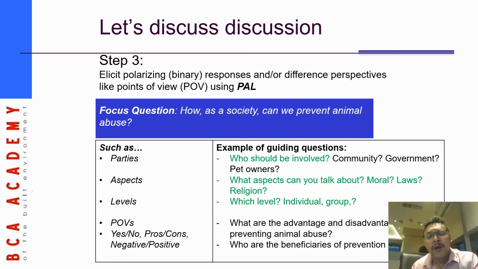Aspects. What are the aspects? What are the different topics, subjects that you can talk about? Is this about morals? Is it a good thing or a bad thing to abuse animals? If so, how can we use morals to prevent animal abuse? Are you going to talk about the laws? How can we use laws to prevent animal abuse? L for level. Are you going to talk about the individual level? What you and I can do to prevent animal abuse? Or are you going to talk about the whole group or the whole country? How can we prevent animal abuse? So, use the PAL method by asking yourself some guiding questions.